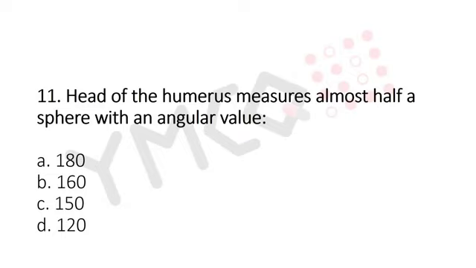Head of the humerus measures almost half a sphere with an angular value. Option A, 180, option B, 160, option C, 150, option D, 120. And the answer is option C, 150. Now let's move to question number 12.